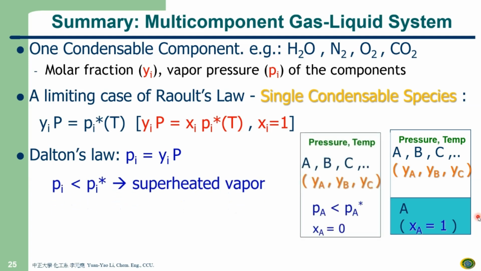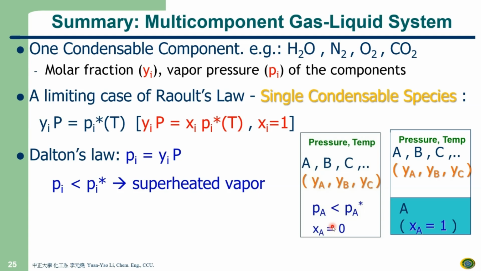After that, we introduced the case where all the liquid has vaporized, so there's no liquid in this system, and it reaches equilibrium. That means there's no more change. So Pi will always be less than Pi star, and at this moment we call it superheated vapor.